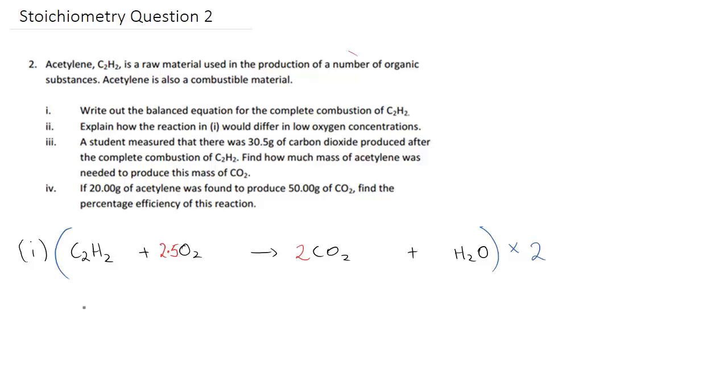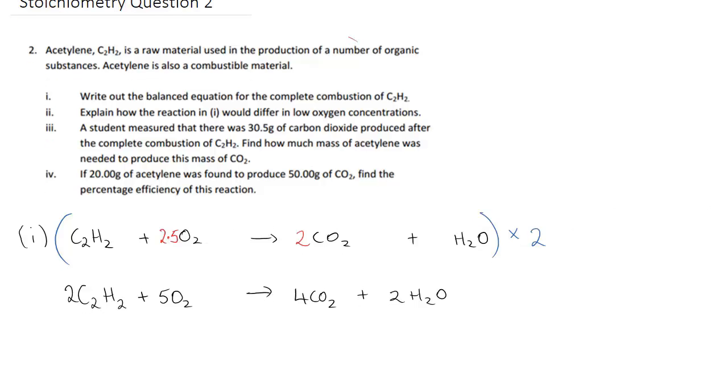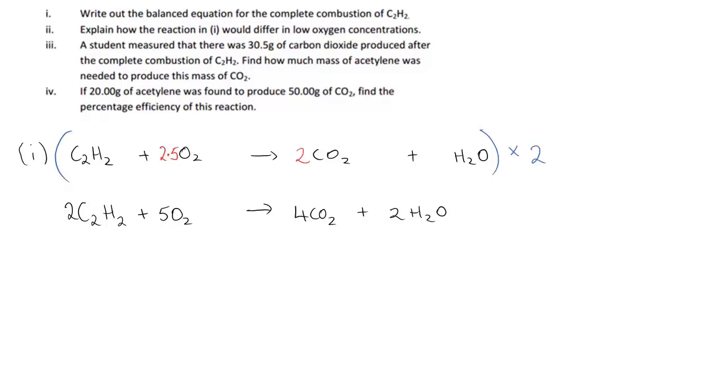so that we get 2 C2H2 plus 5 O2 gives 4 CO2 plus 2 H2O. That way, now the reaction is completed. Okay, and also all the numbers are whole.